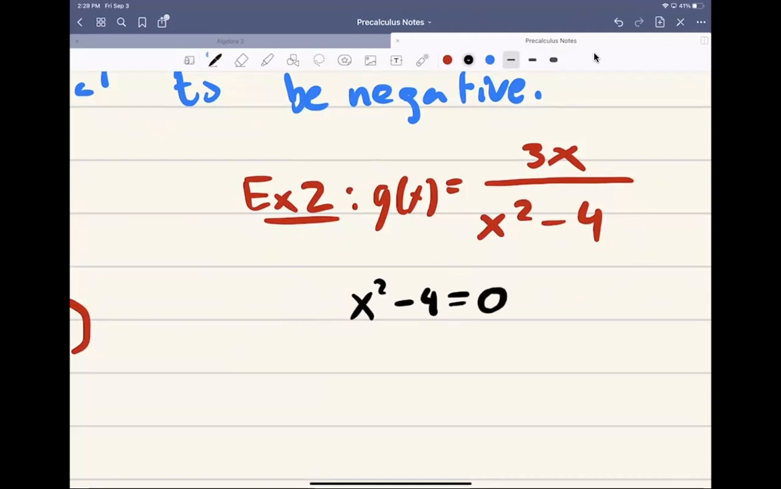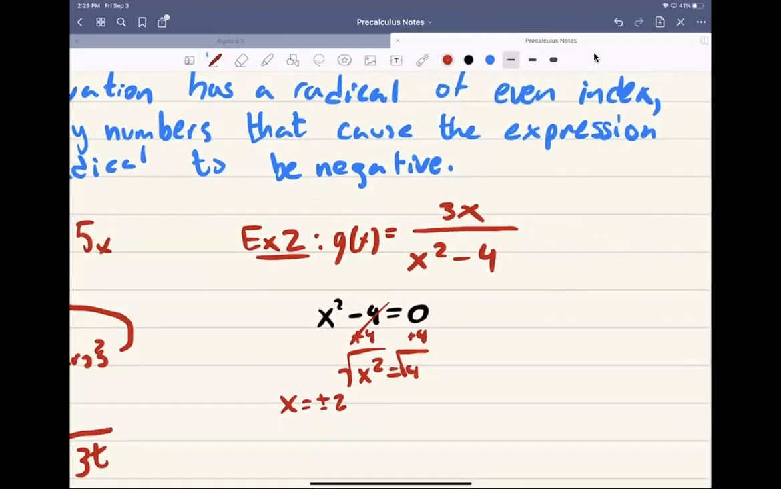You can do the square root method where we add 4 to both sides. You're going to get x squared equals 4, and then you take the square root of both sides. And you're going to get x is equal to plus or minus 2, right? Since those are the numbers that make this equation 0, we're going to say that the domain of this function g of x cannot have x equal 2 and x cannot equal -2.